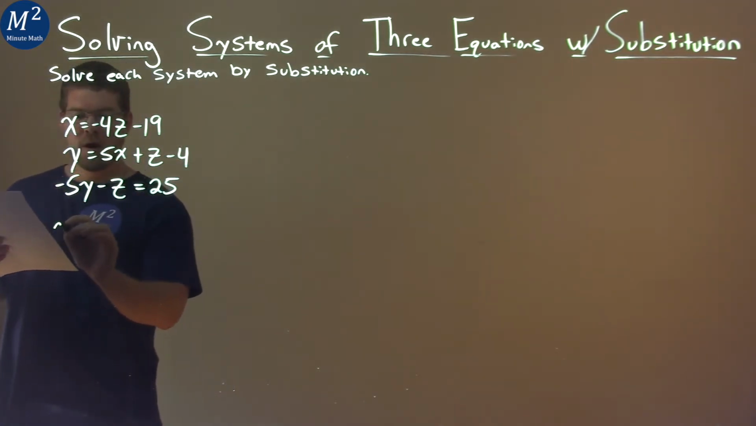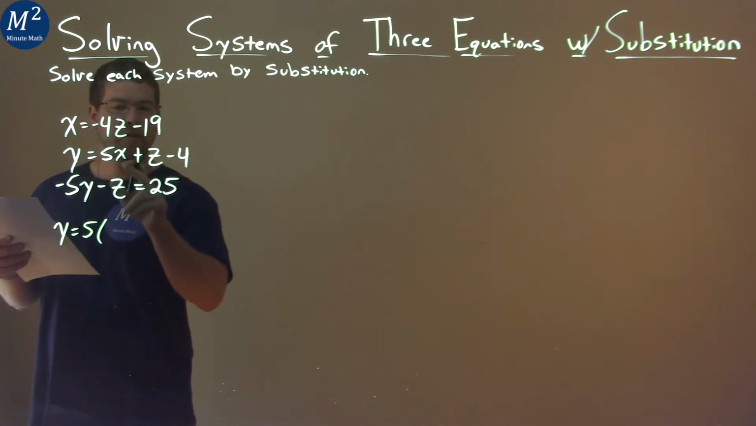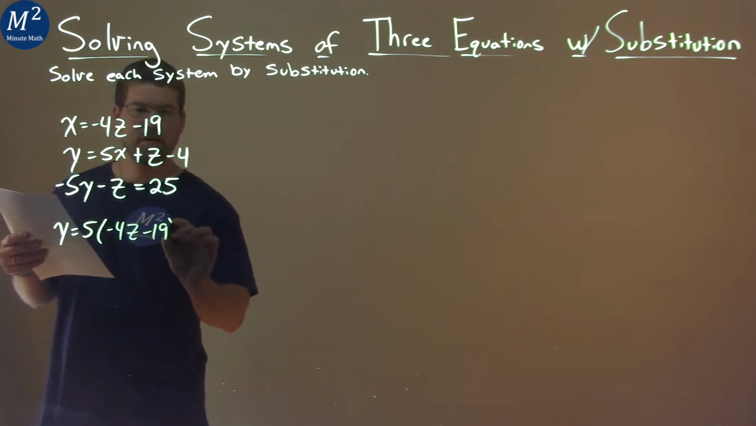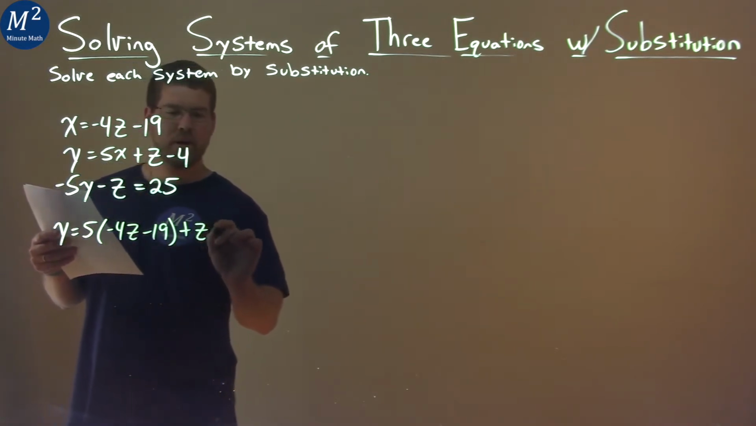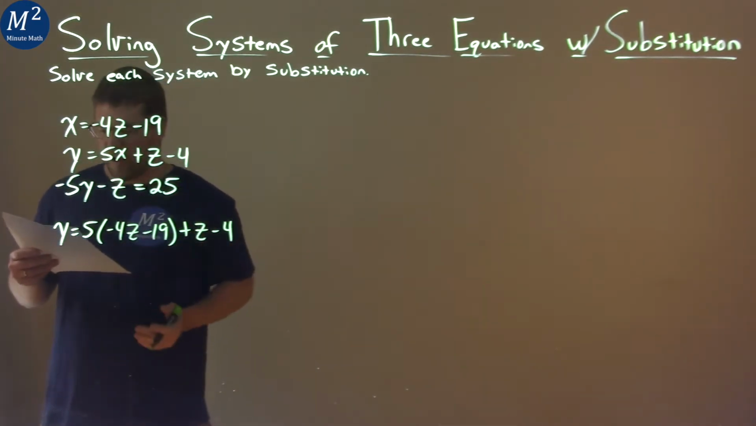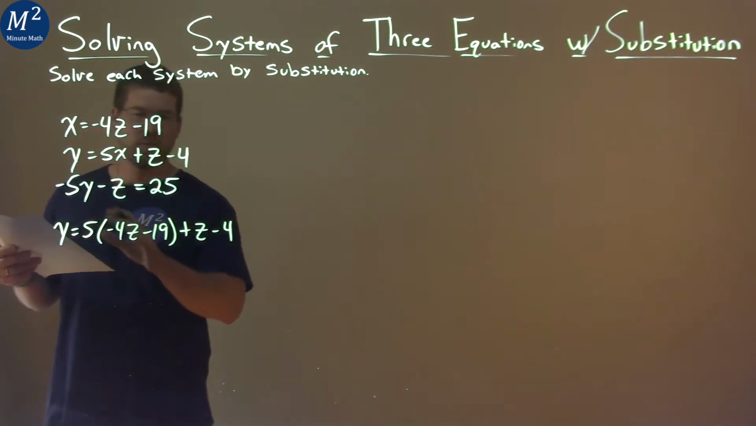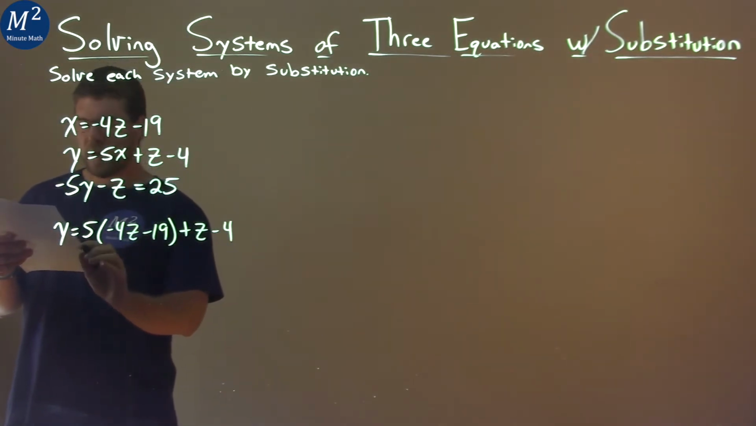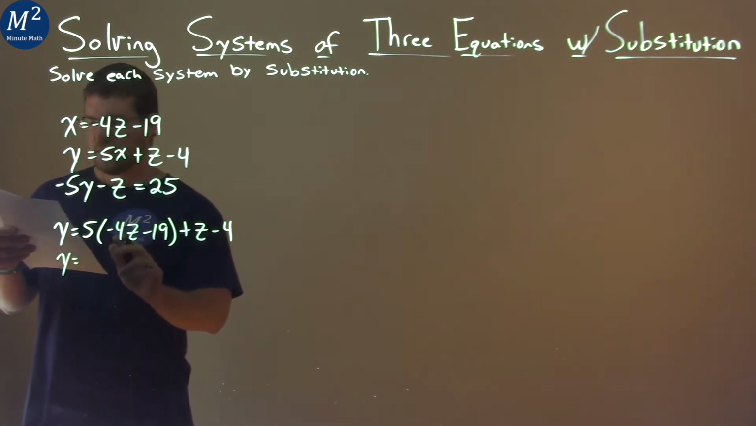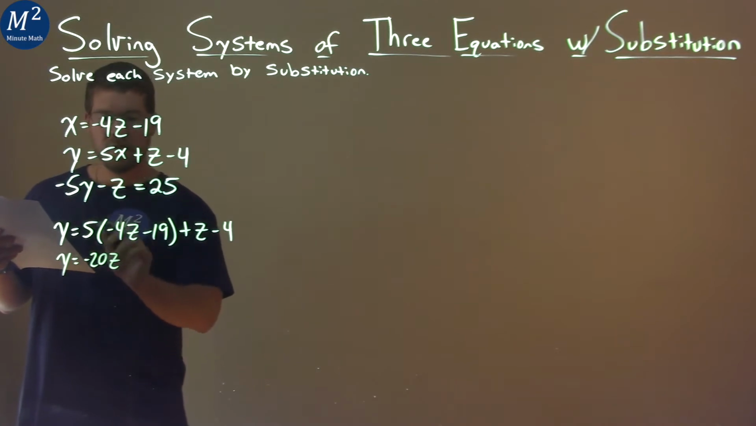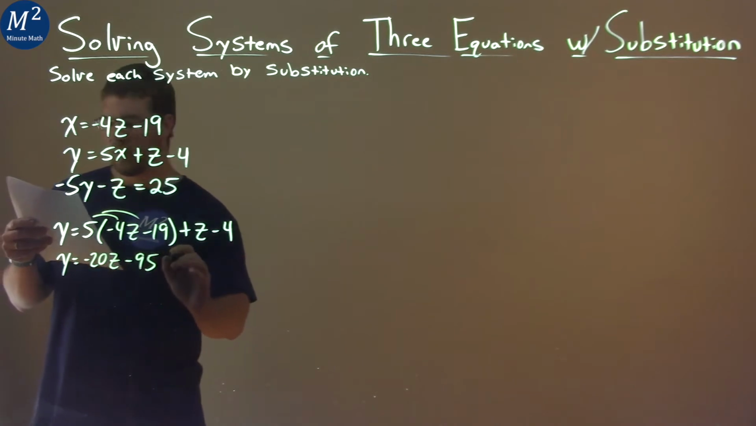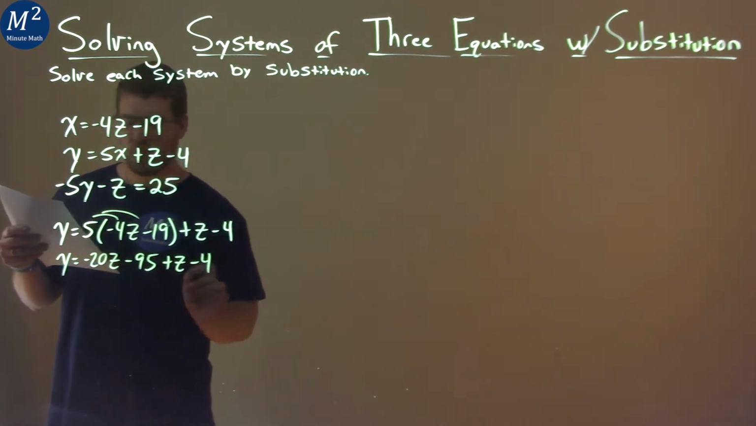So let's do that. We have y equals 5, and instead of x, we're going to put this value, negative 4z minus 19. Then we add a z to it, and we have a minus 4. So then from here, we want to simplify to get y by itself, or as much as possible, but keep y by itself. So y equals 5 times negative 4z is a negative 20z, and then 5 times the negative 19 is a negative 95. And then we have plus z and a minus 4.